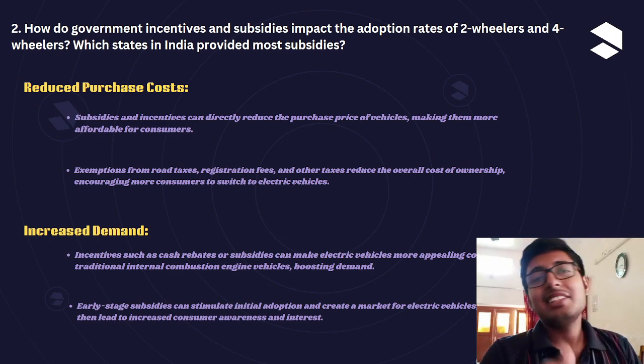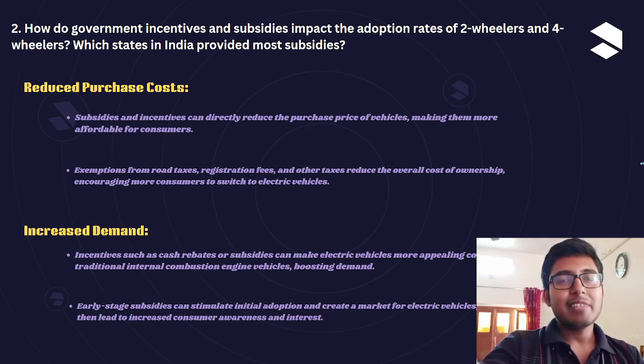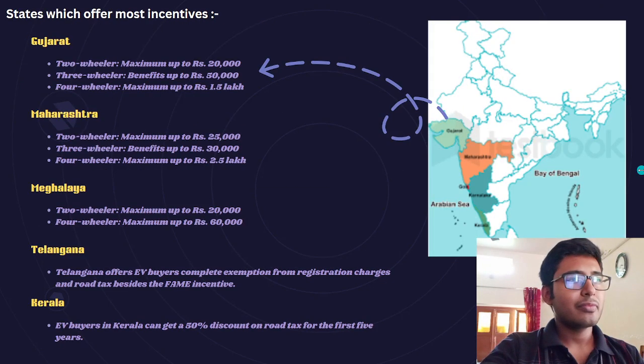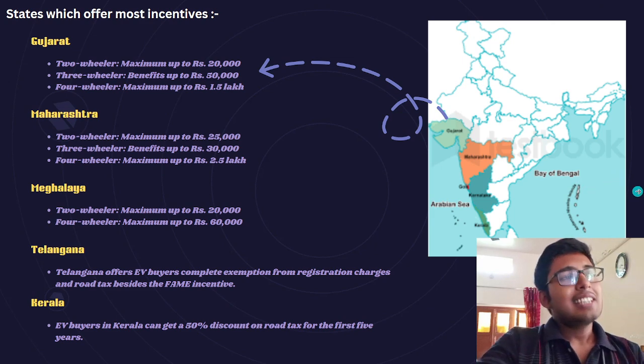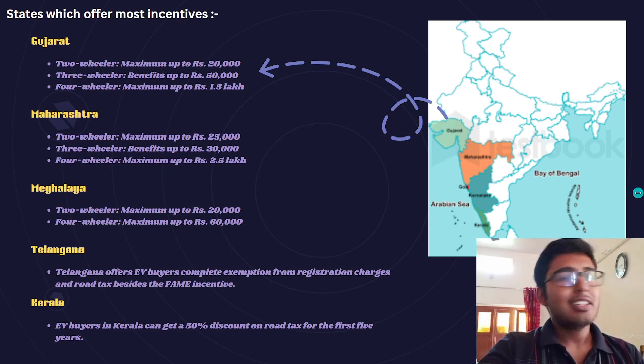Secondly, there is an increased demand. Whenever there is an incentive such as a cash rebate or subsidy associated with the product, it definitely appeals more to the public. So there is also an increased demand whenever there is a government incentive associated. Now, the states that offer most incentives are Gujarat, Maharashtra, Meghalaya, Telangana, and Kerala.